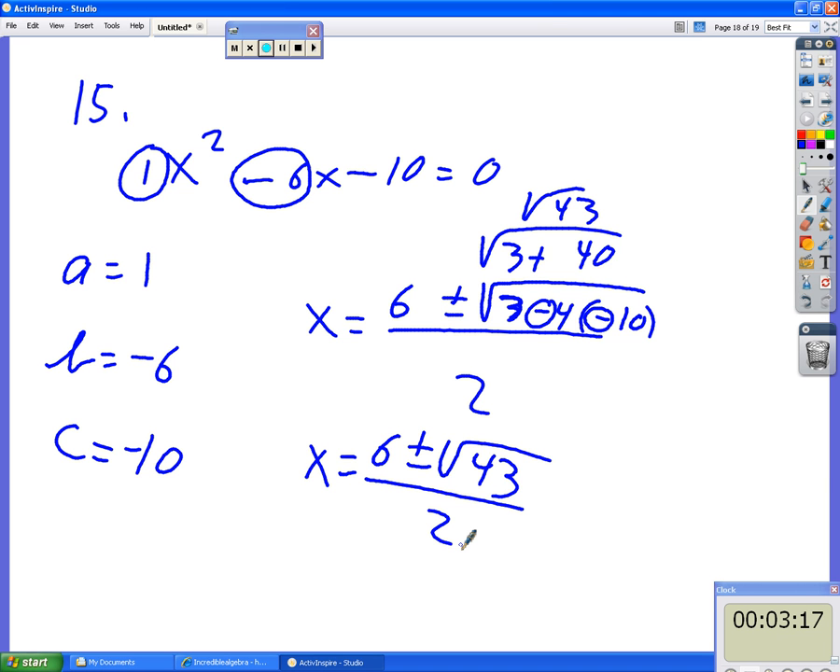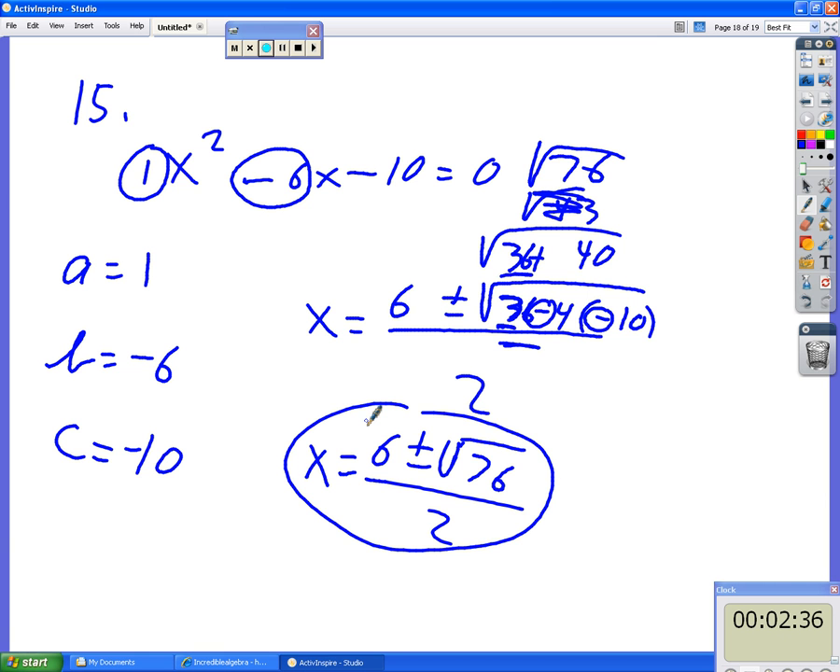What did I do? Oh, I did part of it wrong. This is not a 3. This is 3 squared, which is 36. So this is 36. So when I add them, I get 76. So this is the square root of 76, not what I had a minute ago. Sorry about that. 36 here, 36 here, they add. That's not correct. They give me 76, which now gives me this for an answer.